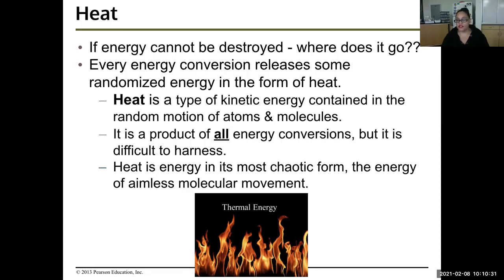And this is what allows us to maintain our body temperature. Energy gets converted in our muscles use it, but as a byproduct, we generate heat, and it keeps our body temperature steady.